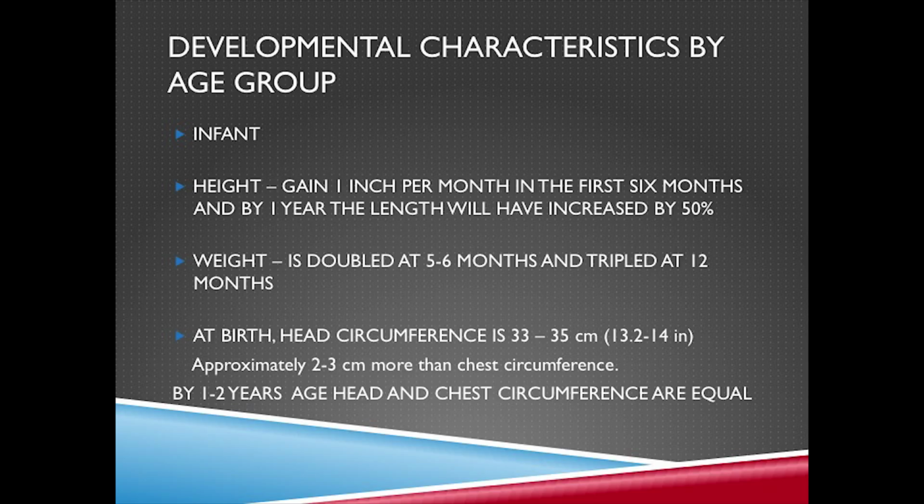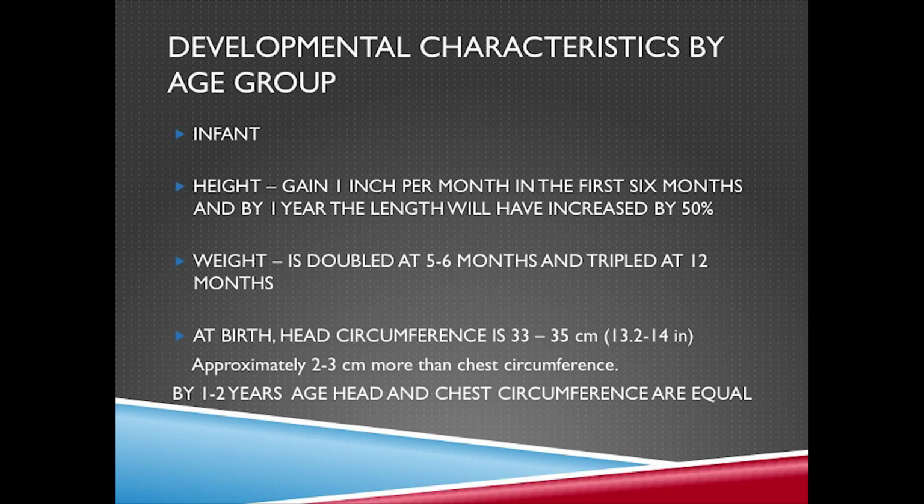Okay, so some of the developmental stuff by age group. First, we'll start off with the infants. Their height, they're going to gain 1 inch per month in the first 6 months, and then by 1 year of age, their length will have increased by 50%. With their weight, it's doubled at 5 to 6 months and tripled at 12 months.